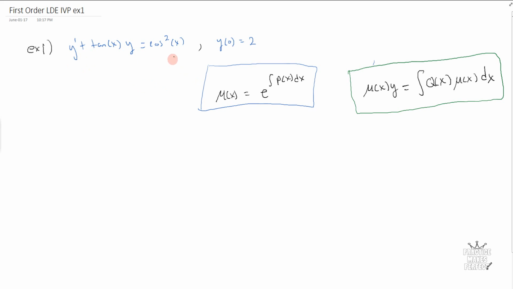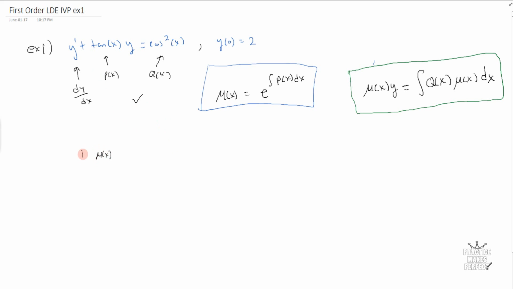First of all, we need to figure out if this is in the form of a first order LDE. Well, this is dy over dx, and it is by itself. This is p of x, and finally this is q of x. So this means that it is the first order linear differential equation. Second, we need to find the integration factor.